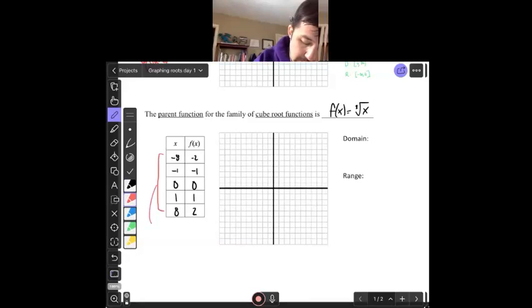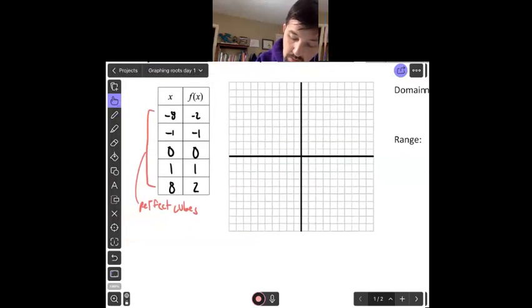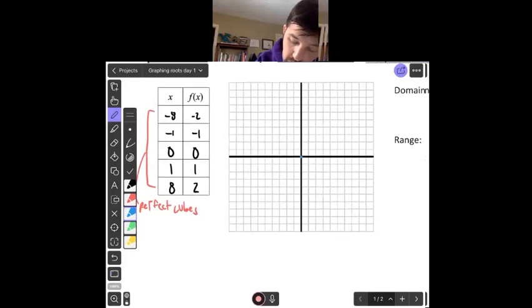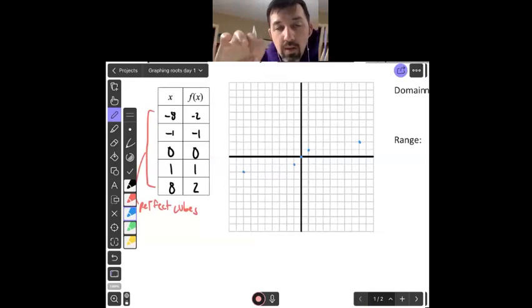So again, I picked these numbers because they're perfect cubes. So those would be the points that I'm going to plot. 0, 0, 1, 1. 8, 2. And then -1, -1, and -8, -2. So we have a very flat curve here. Most of the actual curving happens right there around the origin again. The rest of it's pretty flat. This one looks more like an S though than the other one.